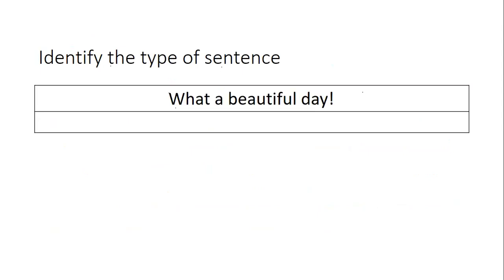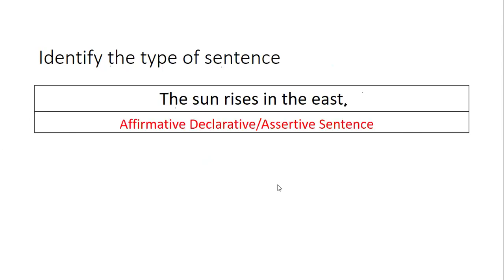Let's identify another question. What a beautiful day. Very strong feeling is expressed. So it is an exclamatory sentence. The sun rises in the east. It's a truth, universal truth. But here, what is not there? Punctuation mark is not there. Full stop should be there. Affirmative, declarative, assertive sentence. A statement is put forward and it's a universal statement. Sun rises in the east, right?